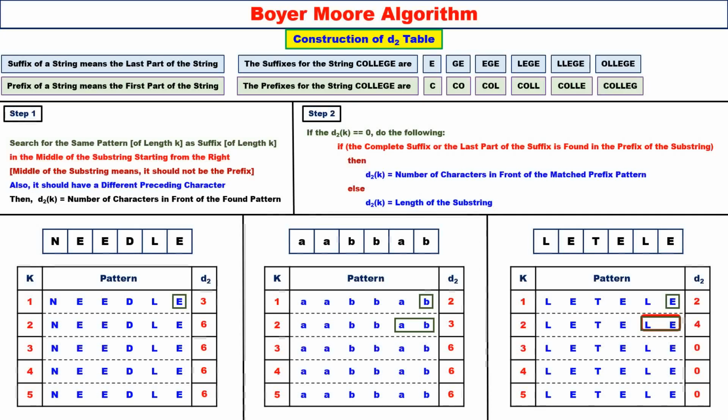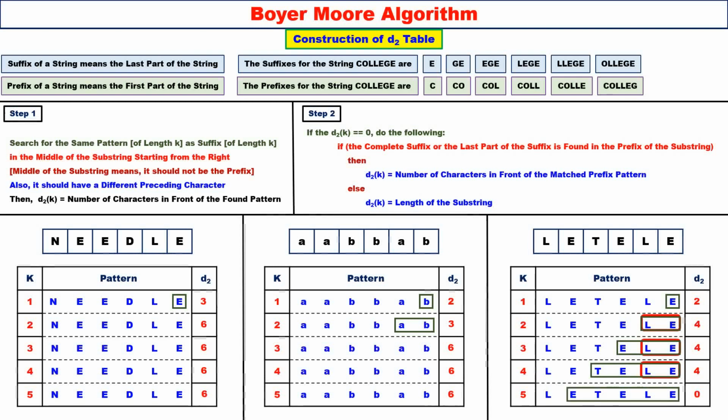Very good. Next K is equal to 3. ELE. Now ELE or LE or E, is it found as the prefix? LE is found as the prefix. Very good. Meaning last part of the suffix is found in the prefix. Very good. Count the number of characters. 1, 2, 3, 4. Yes, we get 4. Next K is equal to 4. Therefore TELE. TELE or ELE or LE or E, is it found as the prefix? Yes. Last part of the suffix LE is found as the prefix. Therefore, count the number of characters. 1, 2, 3, 4, 4.